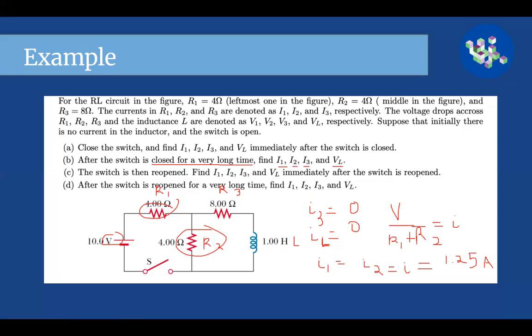Oh, also I misspoke for VL. VL is not 0. VL will equal V2 since they're parallel, and V2 you can find using Ohm's law. So V2 equals I2 R2, which will equal 5 volts. Sorry about that. Yeah, and I'll give you a minute or something for part B.